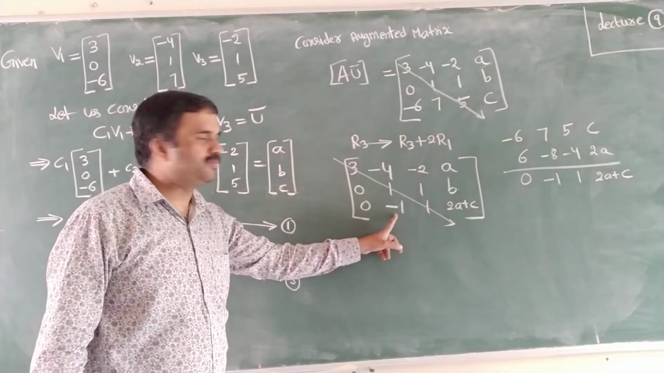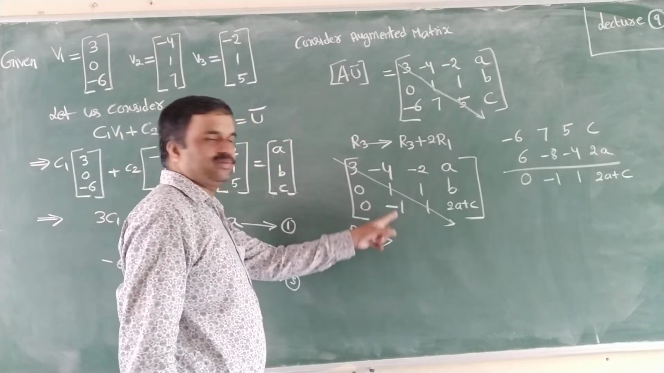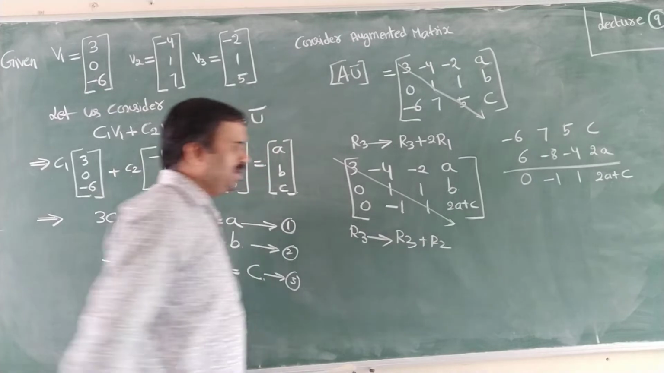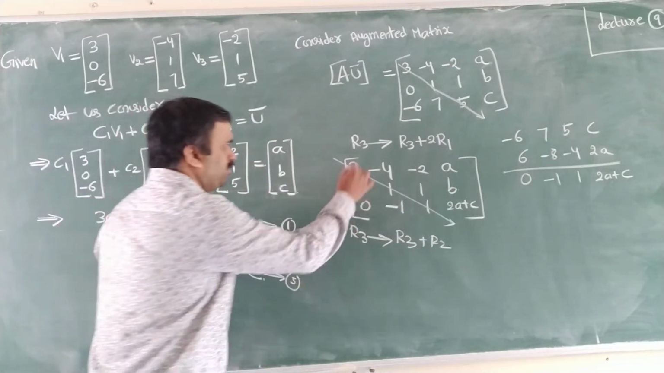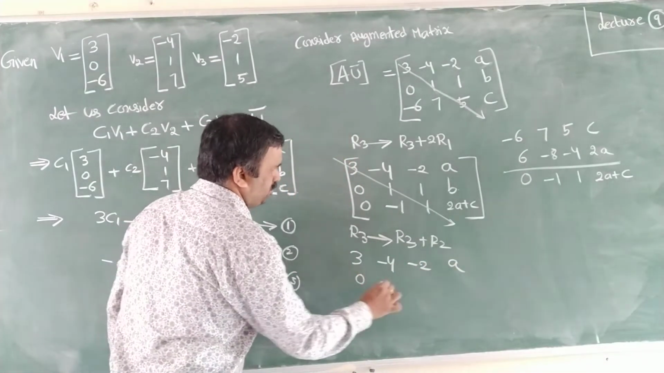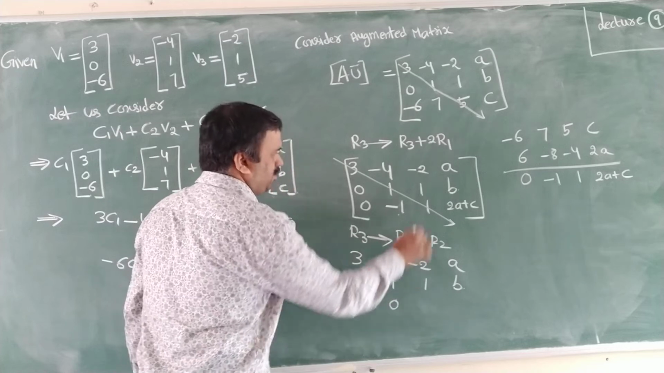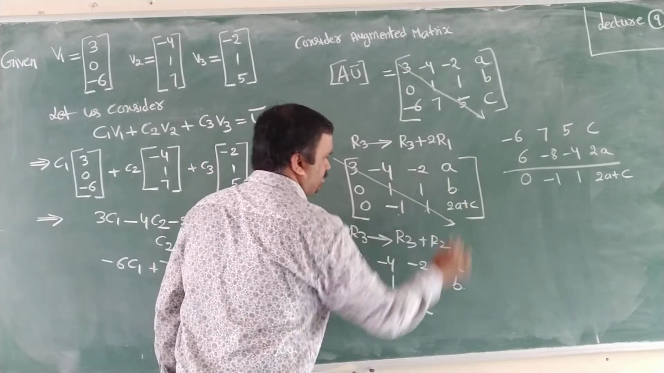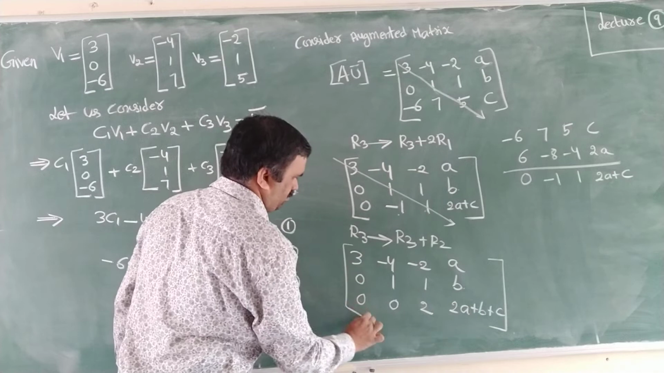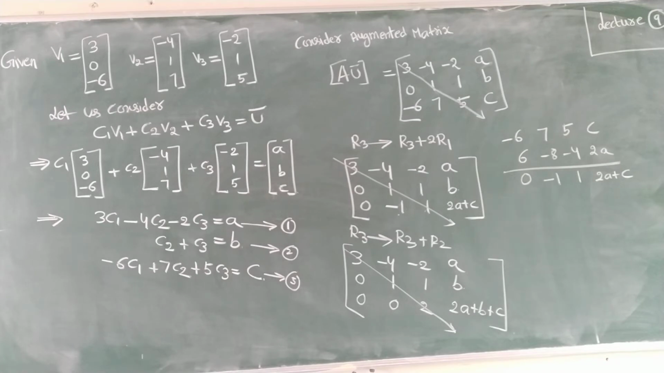This -1 position I have to make zero. So R3 implies R3 plus R2. The first and second rows stay as is: 3, -4, -2, A and 0, 1, 1, B. The third row becomes 0, -1 plus 1 equals 0, 1 plus 1 equals 2, and 2A plus B plus C.